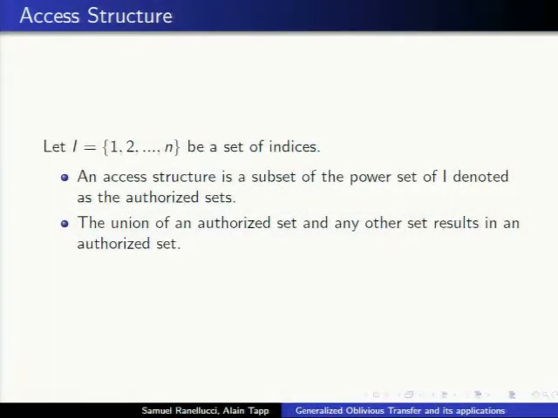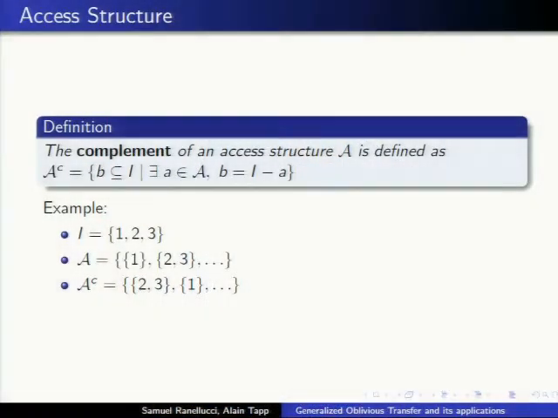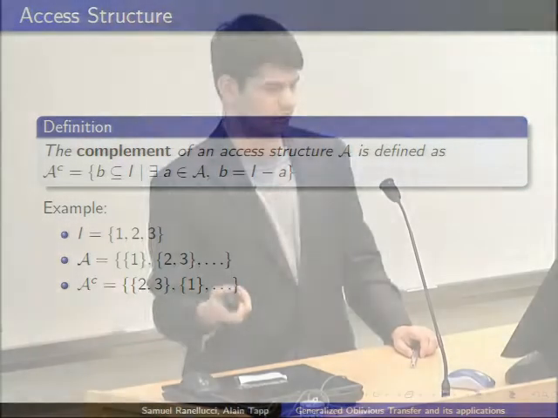So another important thing that we're going to need to know about is what an access structure is. An access structure is, first we have a set of indices, and you take certain sets from the power set and you call those sets authorized sets. And it's important that if you take an authorized set and you add elements to it, then it's also an authorized set. And a very important notion: the complement of an access structure is, for each element of the access structure, you take its complement, and the complement of the access structure is just the set of all those sets.